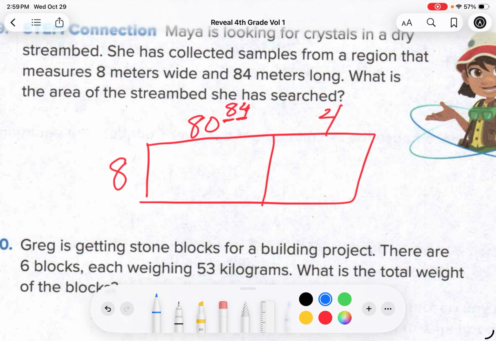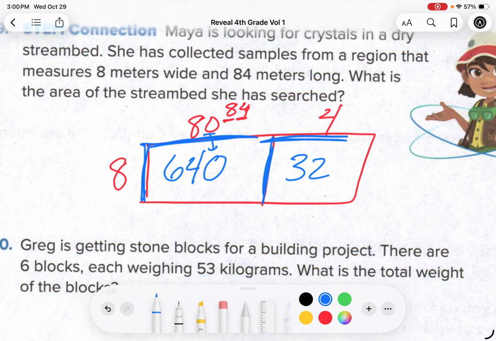And now we do our multiplying. What is 8 times 80? Well, 8 times 8 is 64. And then we add that 0 on. So 8 times 80 is 640. Our next part, what is 8 times 4? Well, that is 32. And our last step is we add our partial products together. So we add 640 plus 32, we get 672. And then since we have our units, meters, let's just finish it up and put meters squared. That's our area that we're searching in.